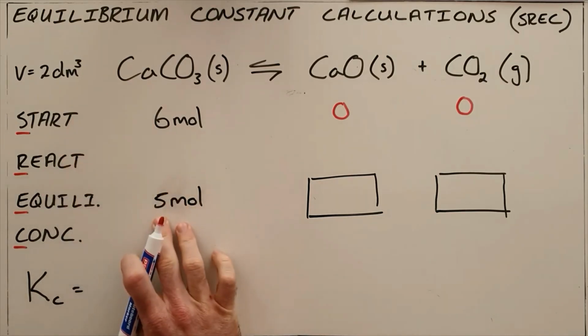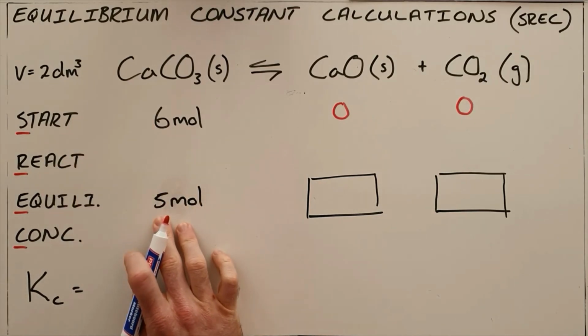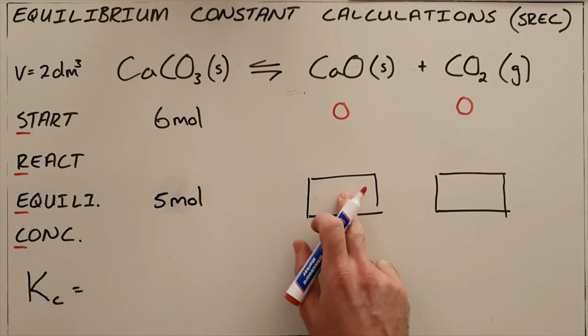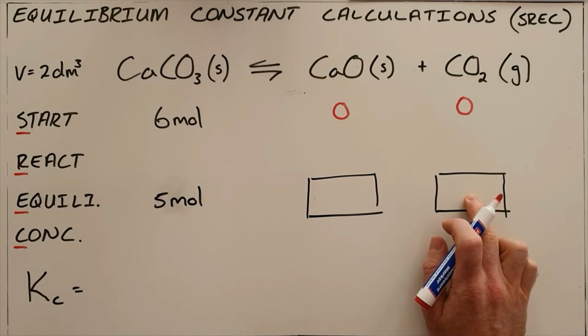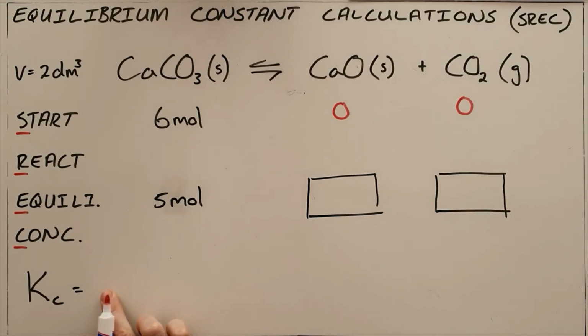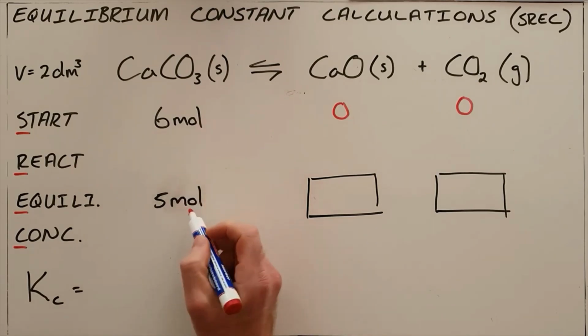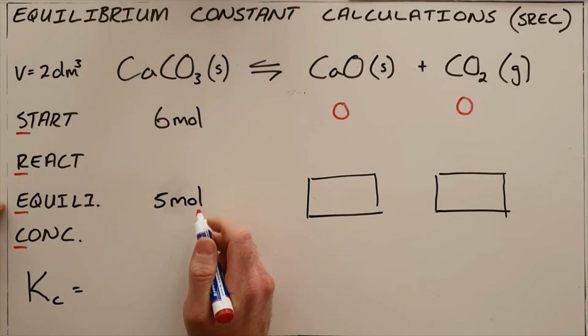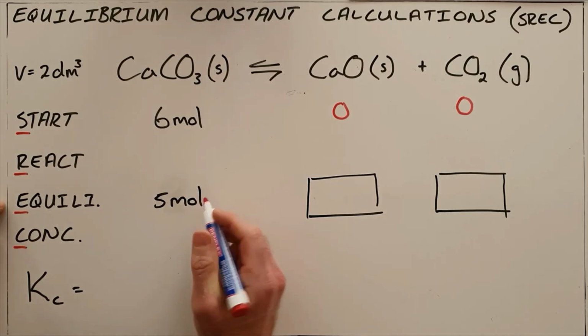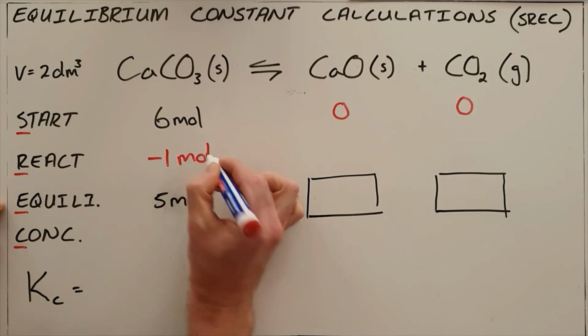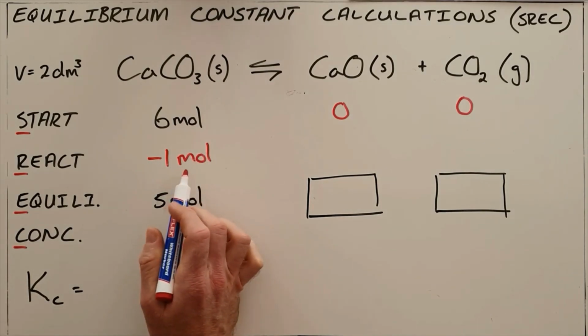So this is all part of the question, and then the question asks, if there's 5 moles of calcium carbonate at equilibrium, what quantities of calcium oxide and carbon dioxide remain, and what is the equilibrium constant for this reaction at this temperature? So we start out by saying that if we started with 6 moles of calcium carbonate and ended, the equilibrium is essentially the end point here, ended with 5 moles, that means that we must have used up 1 mole of calcium carbonate in this reaction.